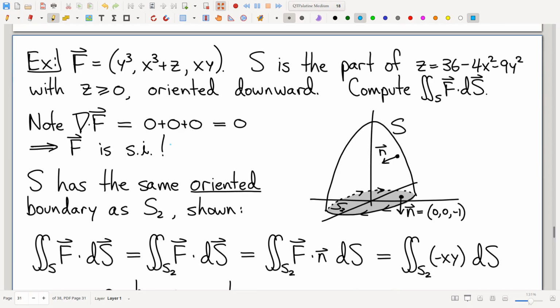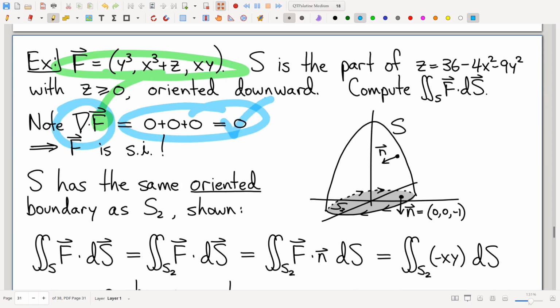So you'll notice that's what I do here. I say we're going to take this vector field here. We ask what is the divergence. I compute it and confirm that I get 0. And then I declare victory. This vector field is surface independent. It is a bonkers powerful conclusion.